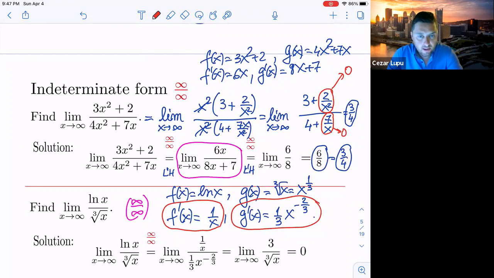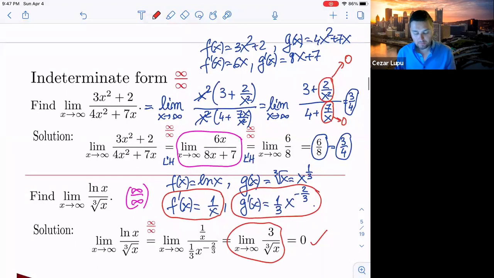And if we do some algebra here, we will end up with this limit. And as x approaches infinity, clearly the result is 0, right? It's 3 over the cube root of infinity, which is 0. So this was an example of an indeterminate form, infinity over infinity.